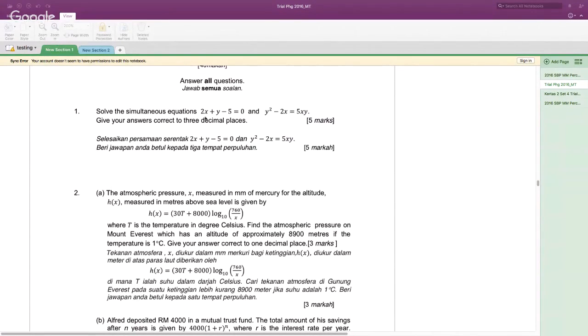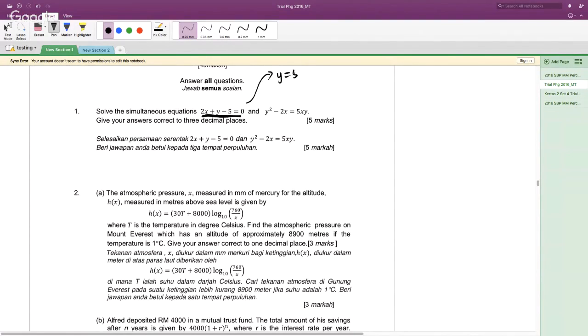So what I will do, from the first question I see over here, is try to make y the subject. So y basically equals 5 minus 2x. I'm going to call this the first equation. And then I can just substitute into my second equation here. So my y squared minus 2x equals 5xy. I will change whatever y you see into a bracket, and substitute 5 minus 2x into it. 5 minus 2x.